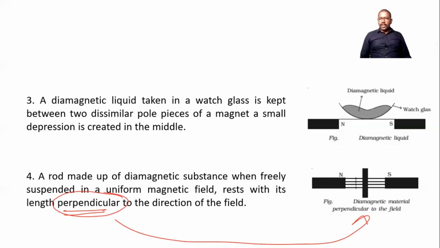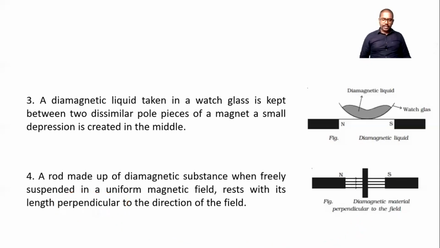When we are talking about paramagnetic, it is attracted by both the poles. Then, instead of perpendicular, the rod is parallel to the direction of the magnetic field. That we learn in the next one. But here, in the case of diamagnetic, the rod comes to rest with its length perpendicular to the magnetic field. You can see this is the direction of the magnetic field and this is a rod. They are perpendicular.